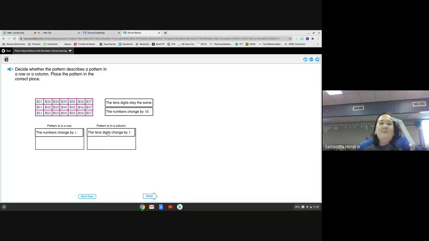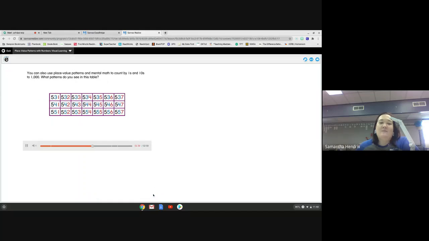Column. Good. Okay. The tens digit stays the same. 3, 3, 3, 3, 3, 3, 4, 5. This is a row. This is a column. Good. Column. Oh, row. Okay. The numbers change by 10. We have 31, 41, 51, or 31, 32, 33. So is it going to be row or column? Column. I hope I put those in the right spot.